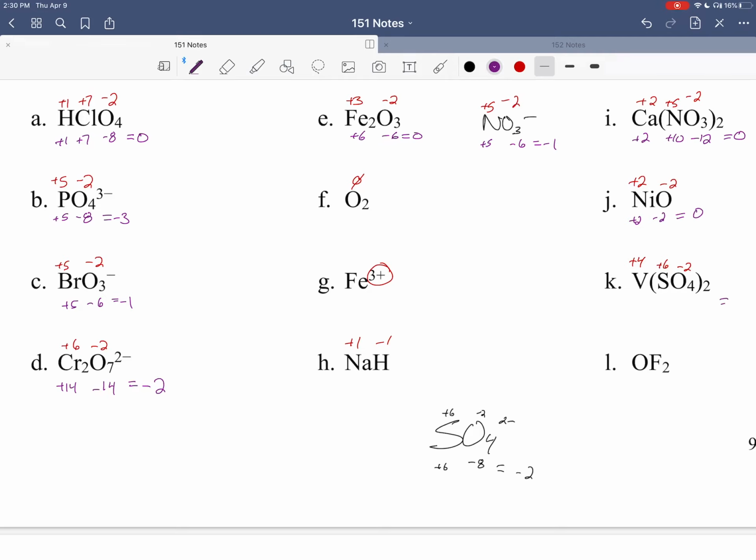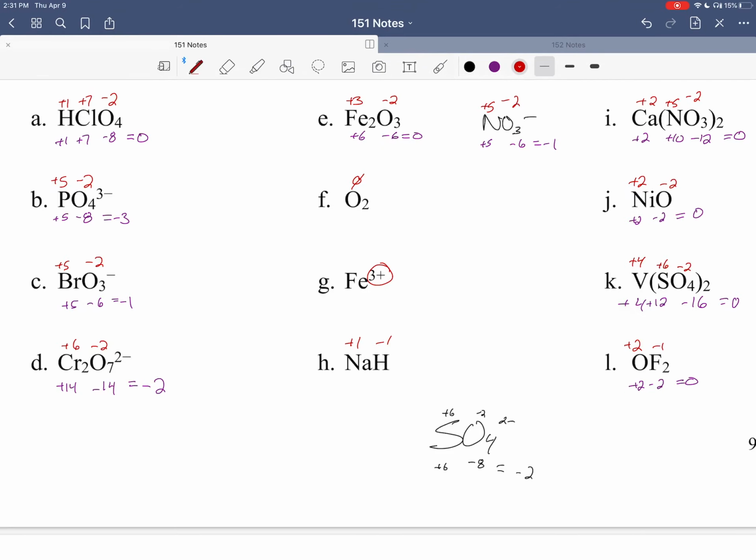Let's see how we do. So that's 8 and 2 is -16, plus 12, and plus 4. And 4 plus 14 is, well, I can't do math right now. What is 6 times 2, everybody? Let's go with 12. Usually 6 times 2 is 12. So there we go. It does work out to be 0. And finally, oxygen difluoride. Fluorine's -1, so oxygen has to be plus 2.